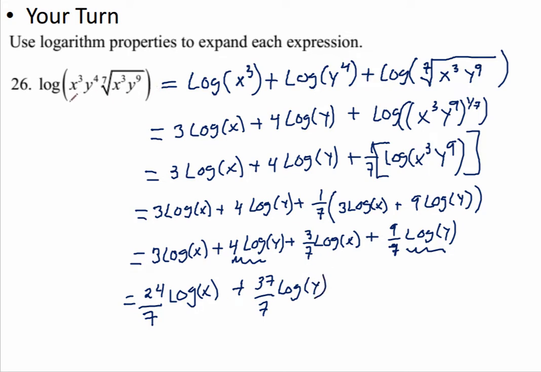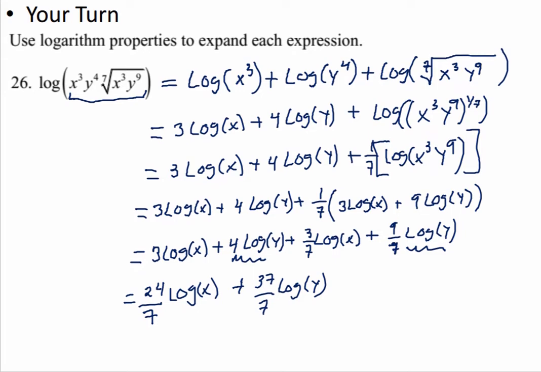We could have come in and actually simplified the argument of our logarithm and gotten the 24/7 and 37/7 before we started using our sum or difference properties for logarithms. That's up to you, how familiar you feel with radical notation and working with that. So either way is fine. If you did it that way, that's just plum peachy.